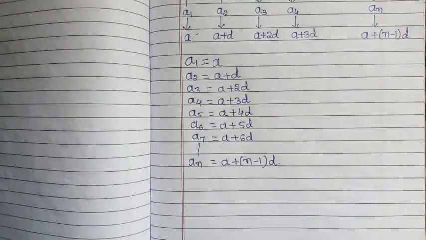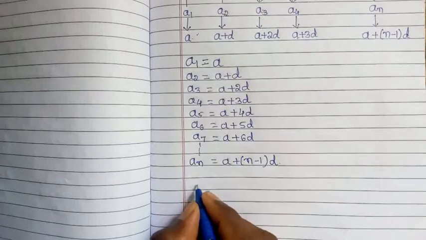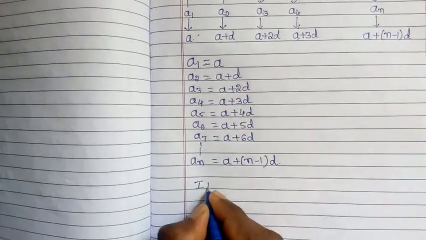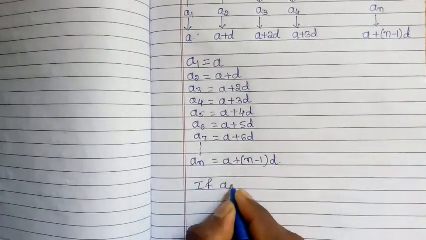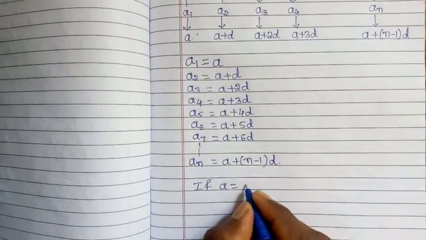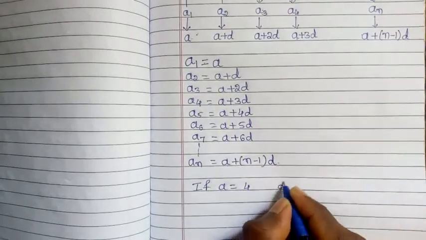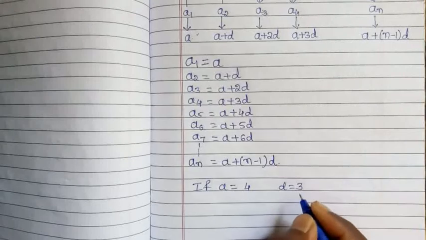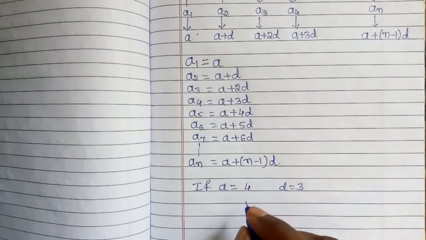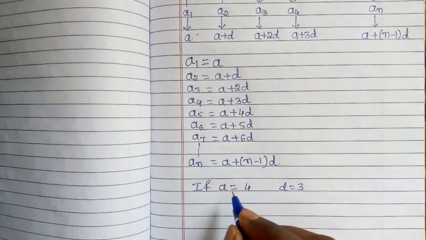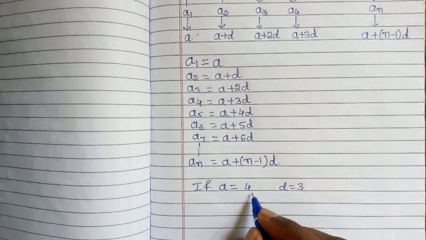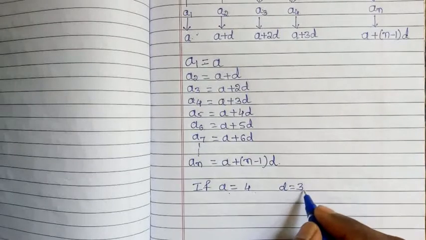Now here we know the general form of an arithmetic progression. For example, if a is equal to 4 and d is equal to 3, then we have to write the first 4 terms of the arithmetic progression by using these two values.